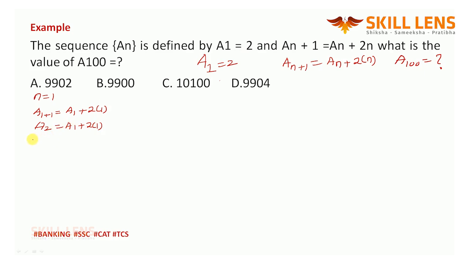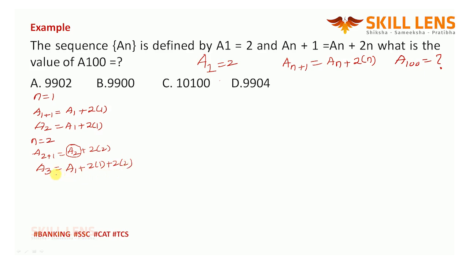But hang on. If n is equal to 2, so A of 2 plus 1, which is A of 2 plus 2 into 2. So this is nothing but what? A3. But in place of A2, can you write this? Yes. So which is nothing but A1 plus 2 of 1 plus 2 of 2.